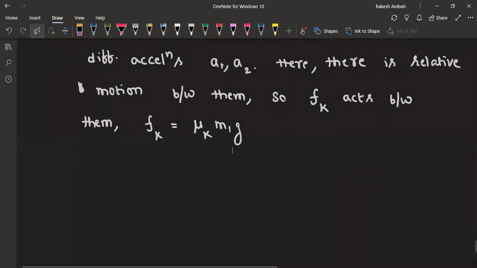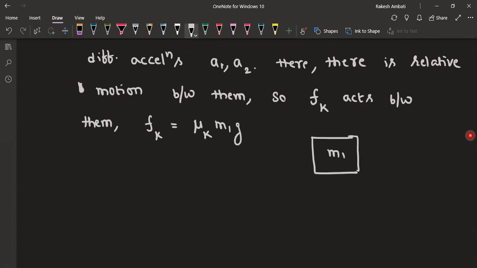So here they are moving separately with different accelerations, A1 and A2. Now we have to find the A1 value. Sir, here mu s and mu k are equal, no? For example, in a question, if mu s and mu k are given differently, then accordingly we have to follow. Okay, sir.